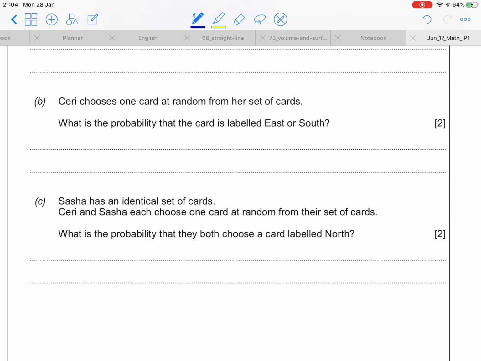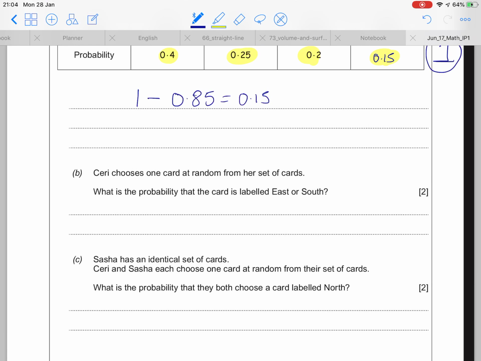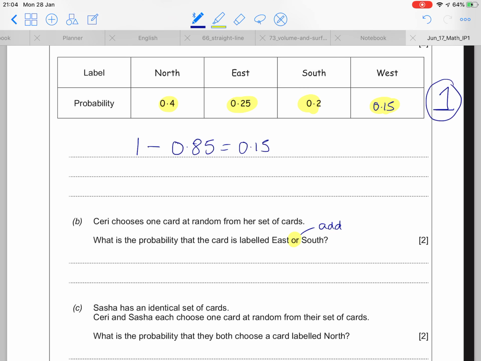Kerry chooses one card at random from her set of cards. What is the probability that the card is labelled east or south? In probability, when we see the language or, we need to think of adding, putting these probabilities together to say one or other. So that's east or south. So the answer will be 0.45 because they will be added together.